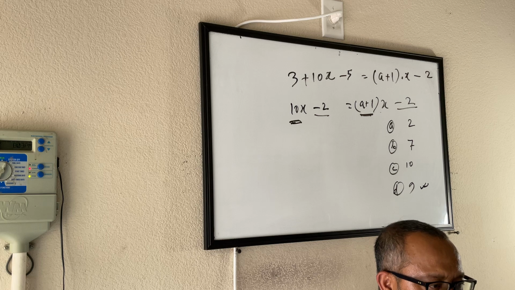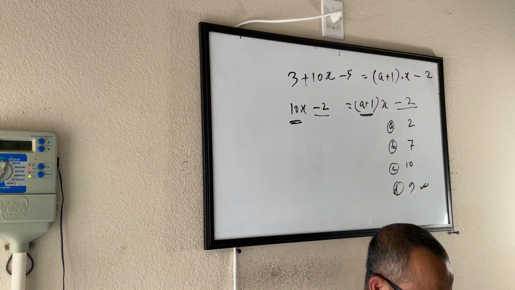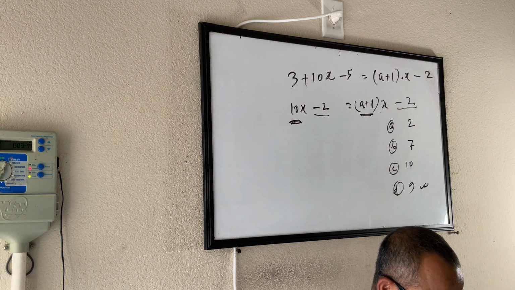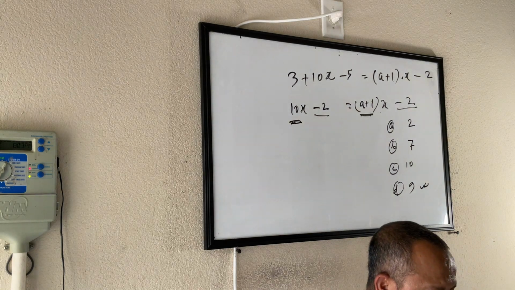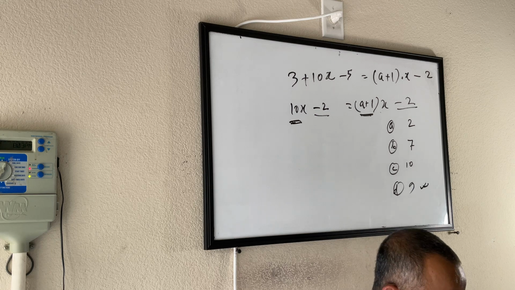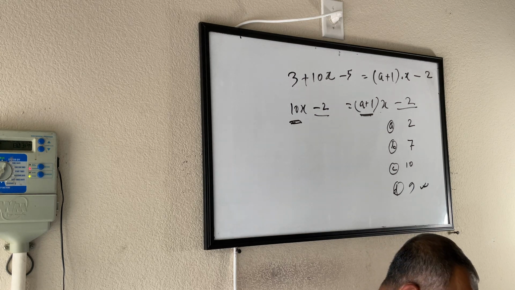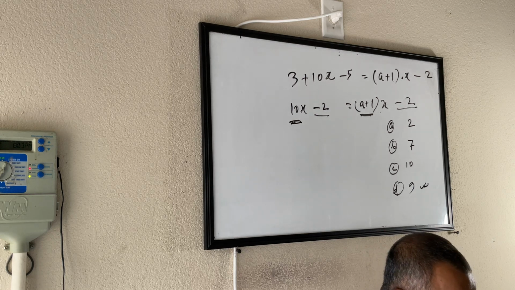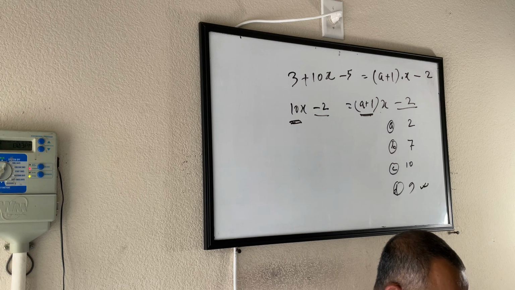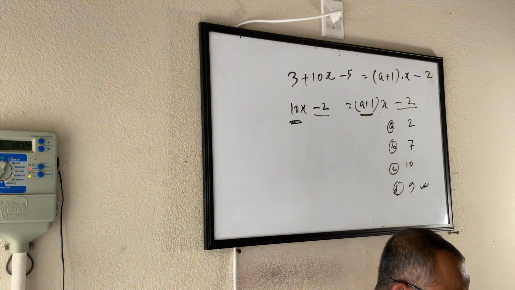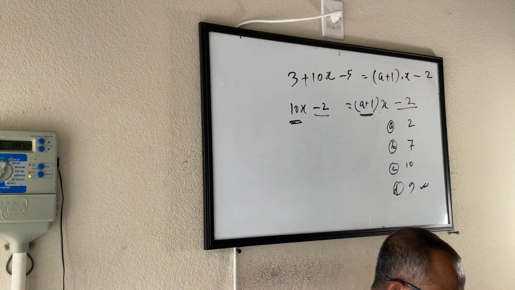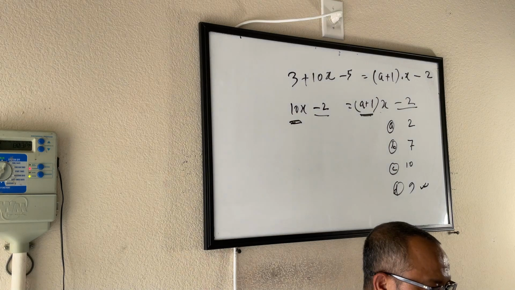Sir, could you repeat the question one more time? Yeah, the question was: 2/3 minus 5x equals bx plus 1/3. Under what circumstances will there be no answer or no solution? 2/3 minus 5x equals bx plus 1/3.